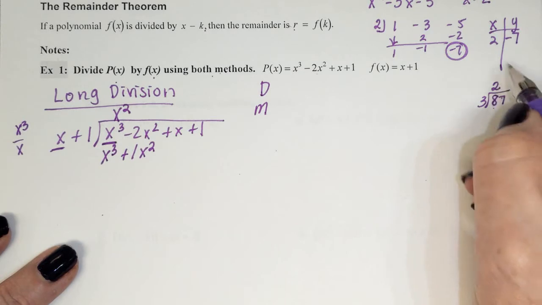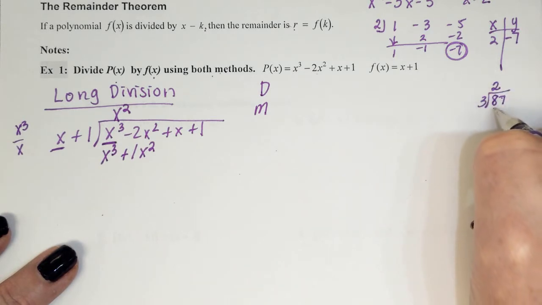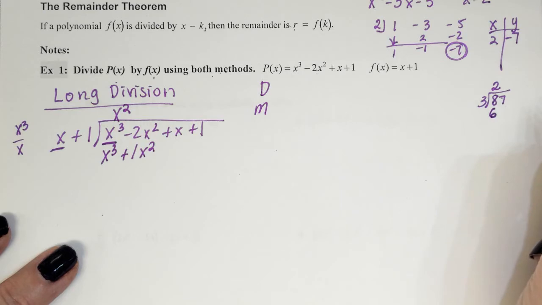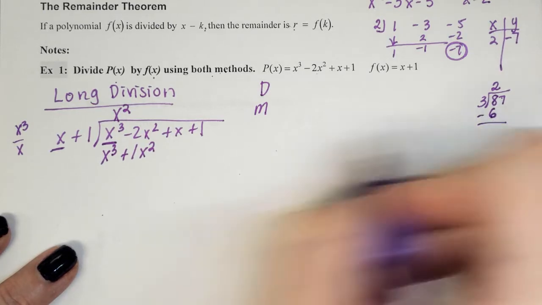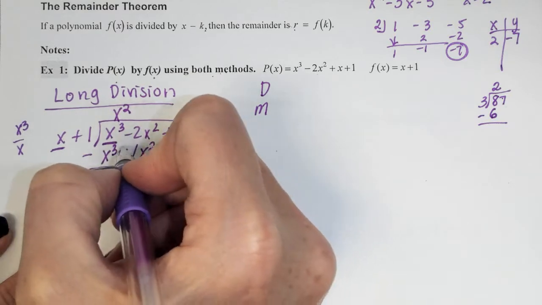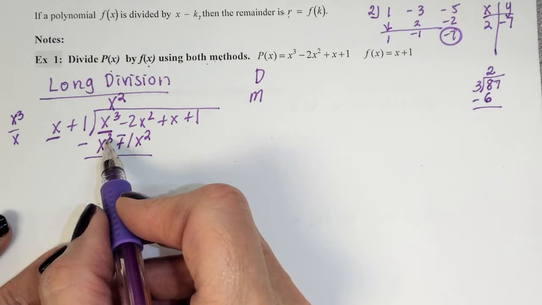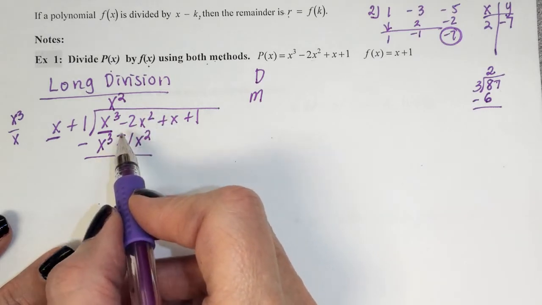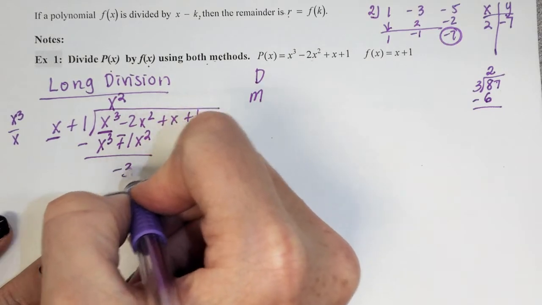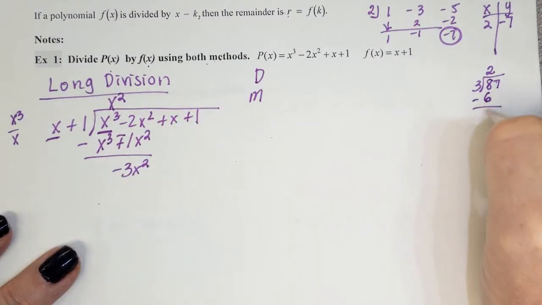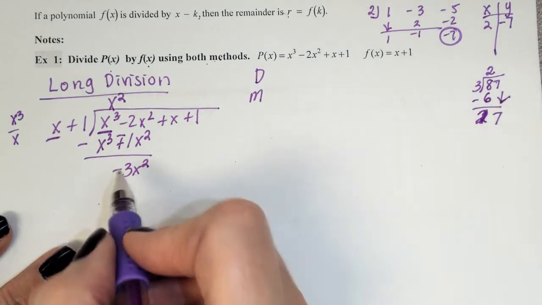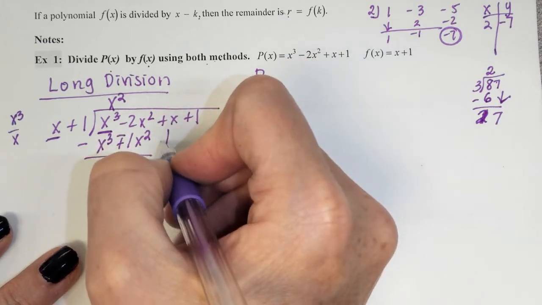You don't need to write this one down, but just let me show you. So after I multiply, now what do I do? Subtract. Same thing here. I'm going to have to subtract this whole thing. So x cubed minus x cubed, that's just 0. Negative 2x squared minus 1x squared is negative 3x squared. After I subtract over here, what do I do next? I bring the 7 down. Same thing over here. I'm going to bring the x down.